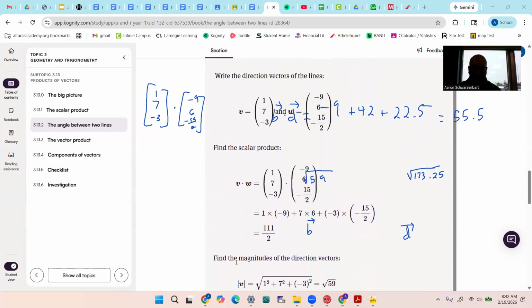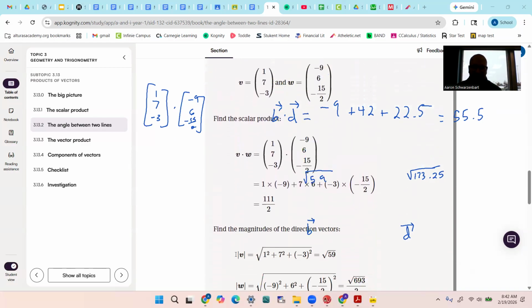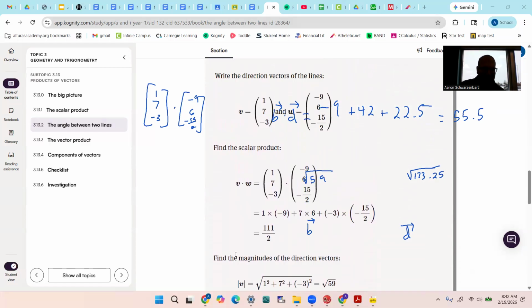That's interesting that they did that. They're very into fractions on this one, apparently, instead of using decimals. It might be 55.5 over... this just seems way easier to do with decimals. And I'm just going to do the inverse cosine of that right away.